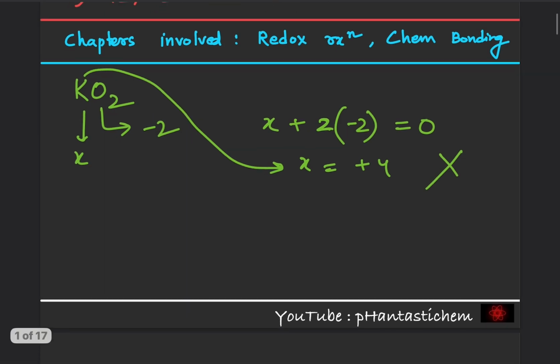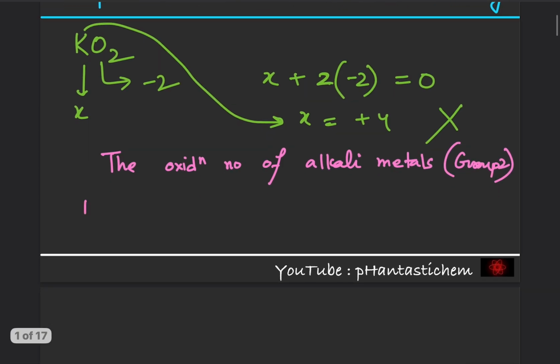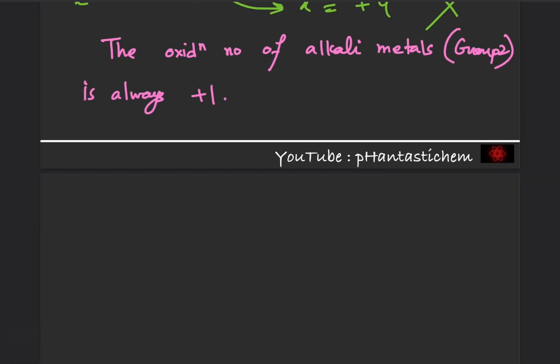So I will write this point down. The oxidation number of alkali metals, that is the group 1, is always +1. So where did we go wrong? Our assumption that the oxidation state of O is -2. Remember, we assumed that it is -2. This is incorrect because it is not necessary. In case of oxides, it is true. Whenever we have oxides, the oxidation number of oxygen is -2.